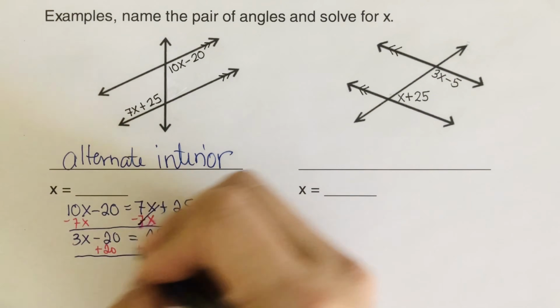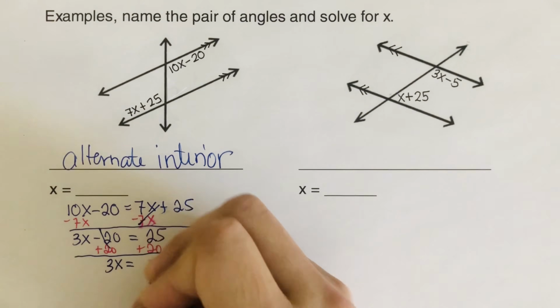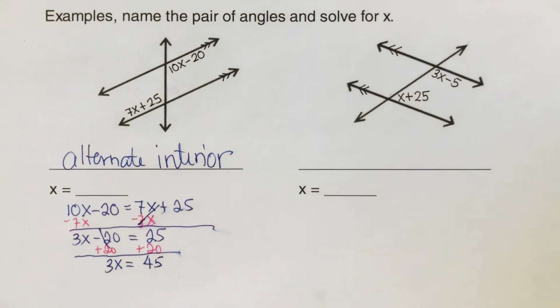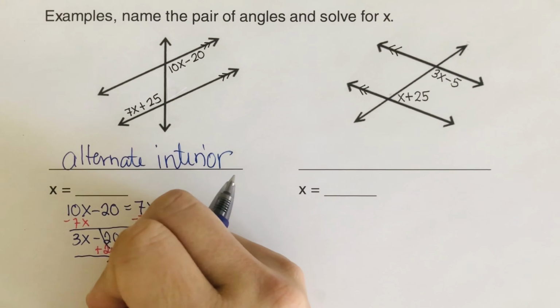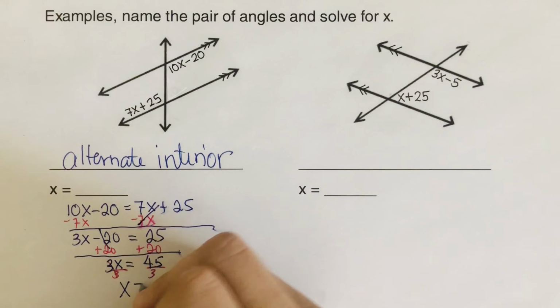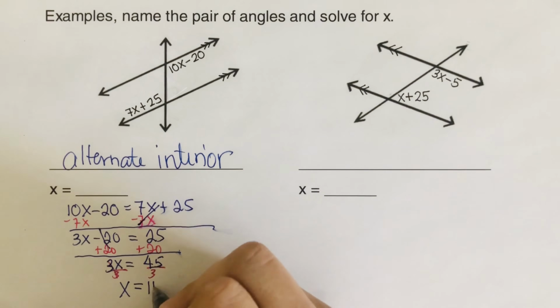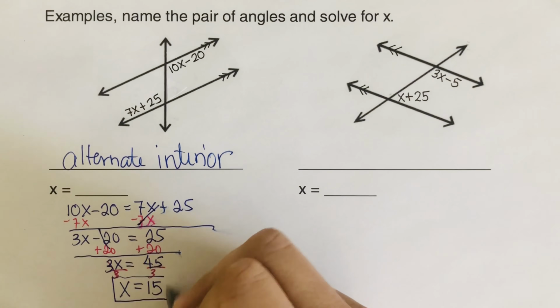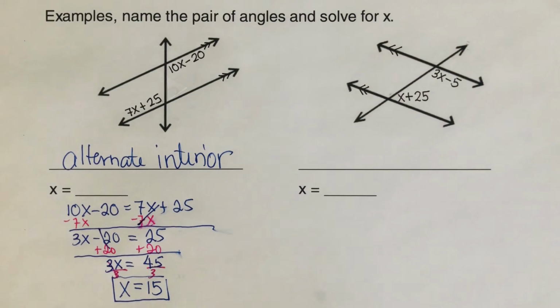So then I get 3x is equal to 45. And so I divide both sides by 3. Divide by 3 and divide this by 3. So I'm left with x is equal to 15. Did you get 15? Good.